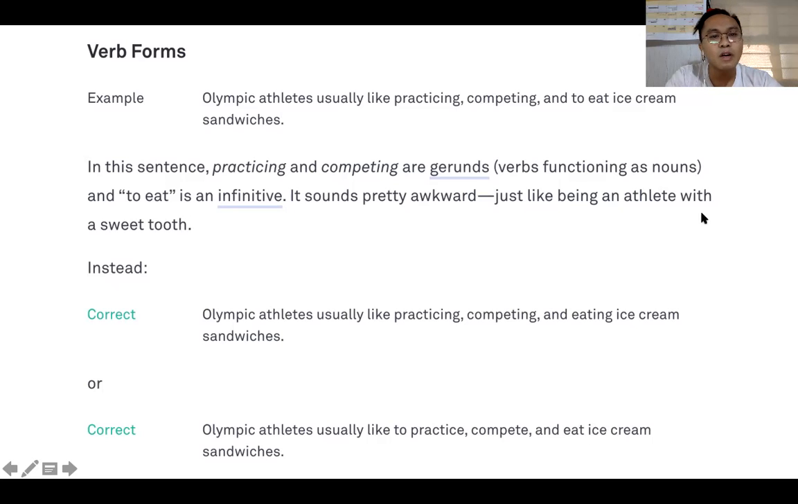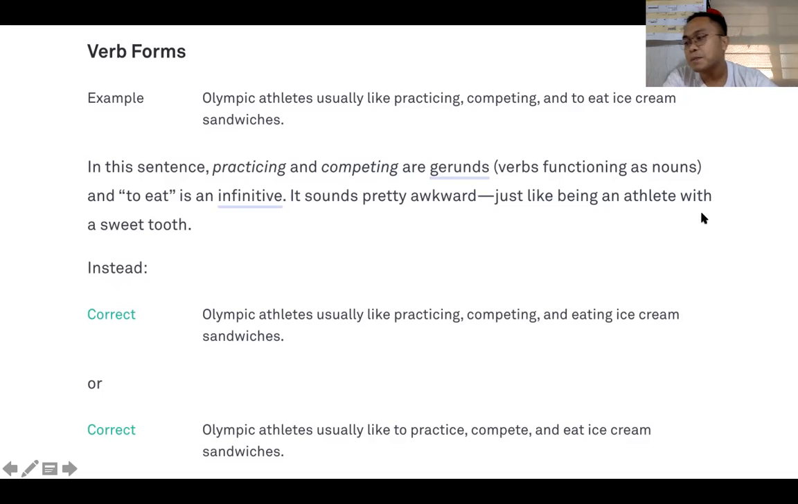So dito, instead of using Olympic athletes usually like practicing, competing, and to eat ice cream, isa lang yung babaguhin natin. We can say Olympic athletes usually like practicing, competing, and eating ice cream. Pero if you want to maintain the infinitive, hindi yung gerund, then you need to change practicing, competing to an infinitive. For example, Olympic athletes usually like to practice, compete, and eat ice cream. So, yung to, hindi kasi pwedeng to practice, to compete, and to eat ice cream.